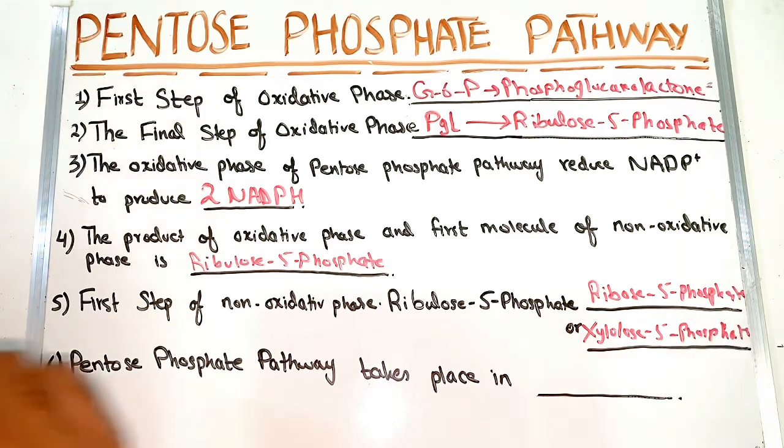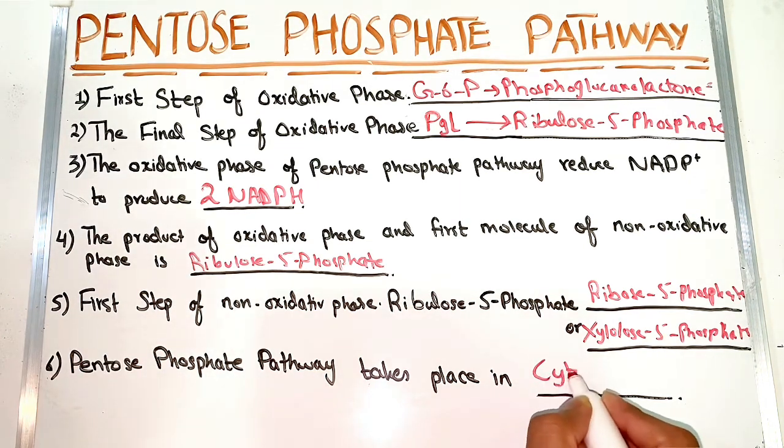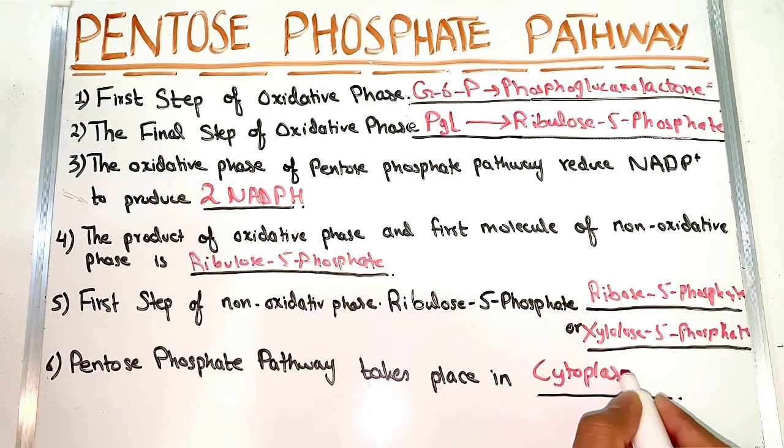Let's move on to the sixth question. Pentose phosphate pathway takes place in, a very important question. So it is about where in the cell it happens. So in the cytoplasm of the cell, the pentose phosphate pathway takes place.